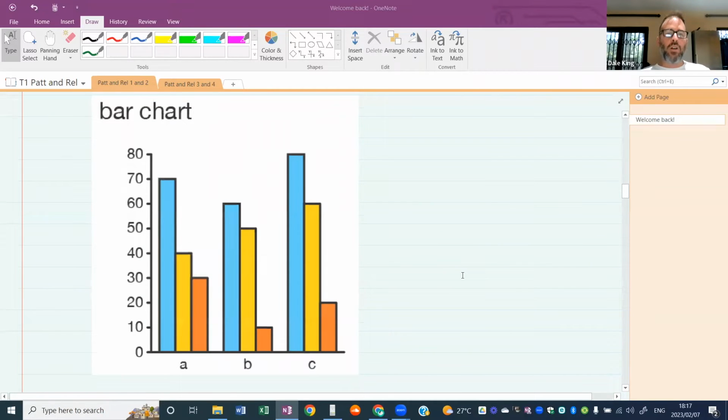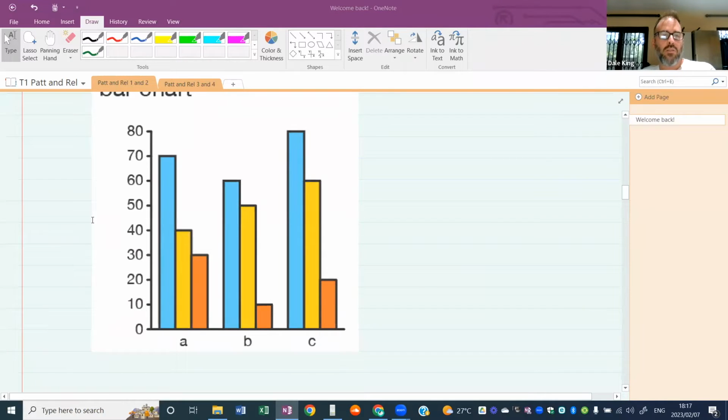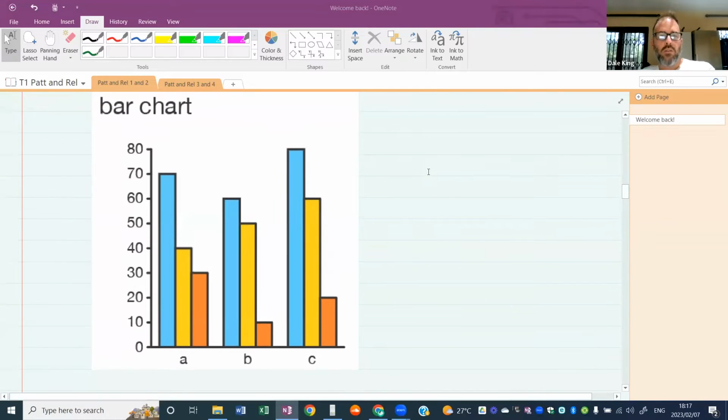All right, we have a bar chart, an average looking bar chart. There's no labels on the Y or the X axis. We just got A, B, C on the X axis, and we have numbers going from 0 to 80 on the Y axis. Now it's called a bar chart, but it's not just a bar chart. This has got another name for it, a more detailed name than just a bar chart. You can tell me what type of bar chart it is.